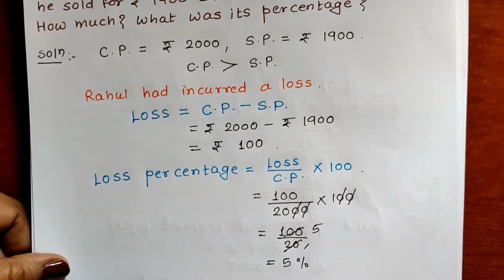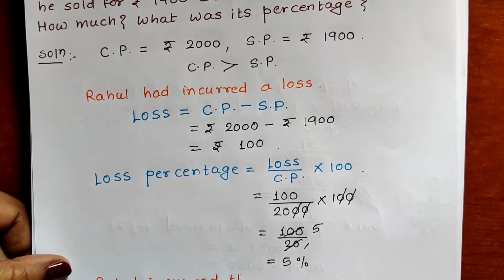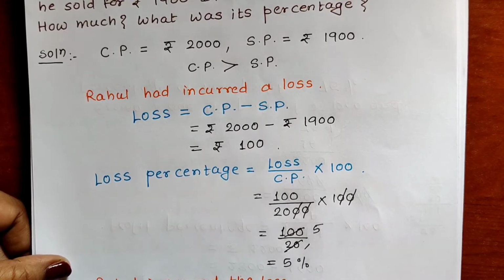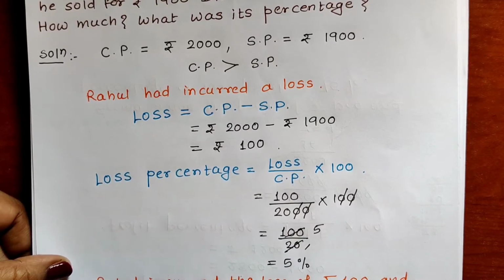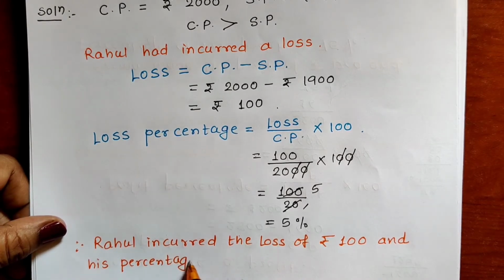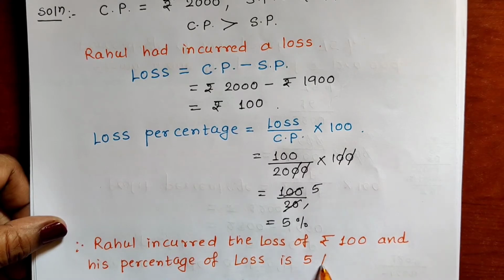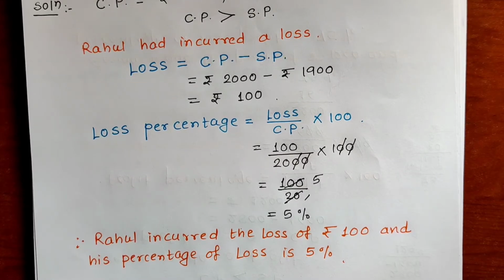Now we can write the answer. Therefore, Rahul incurred the loss of rupees 100 and his percentage of loss is 5%. In this way, you can complete this solution.